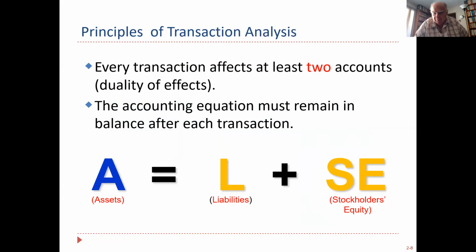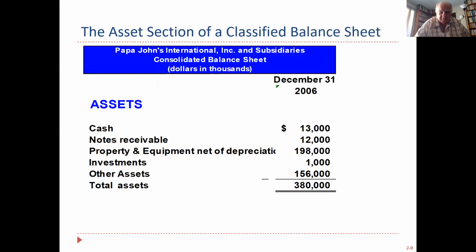That used to be a problem in the Stone Age when we had to do this stuff with pencil. With accounting software now, I doubt any system could possibly allow you to go out of balance, but it must remain in balance. So let's just keep that in mind, huh?